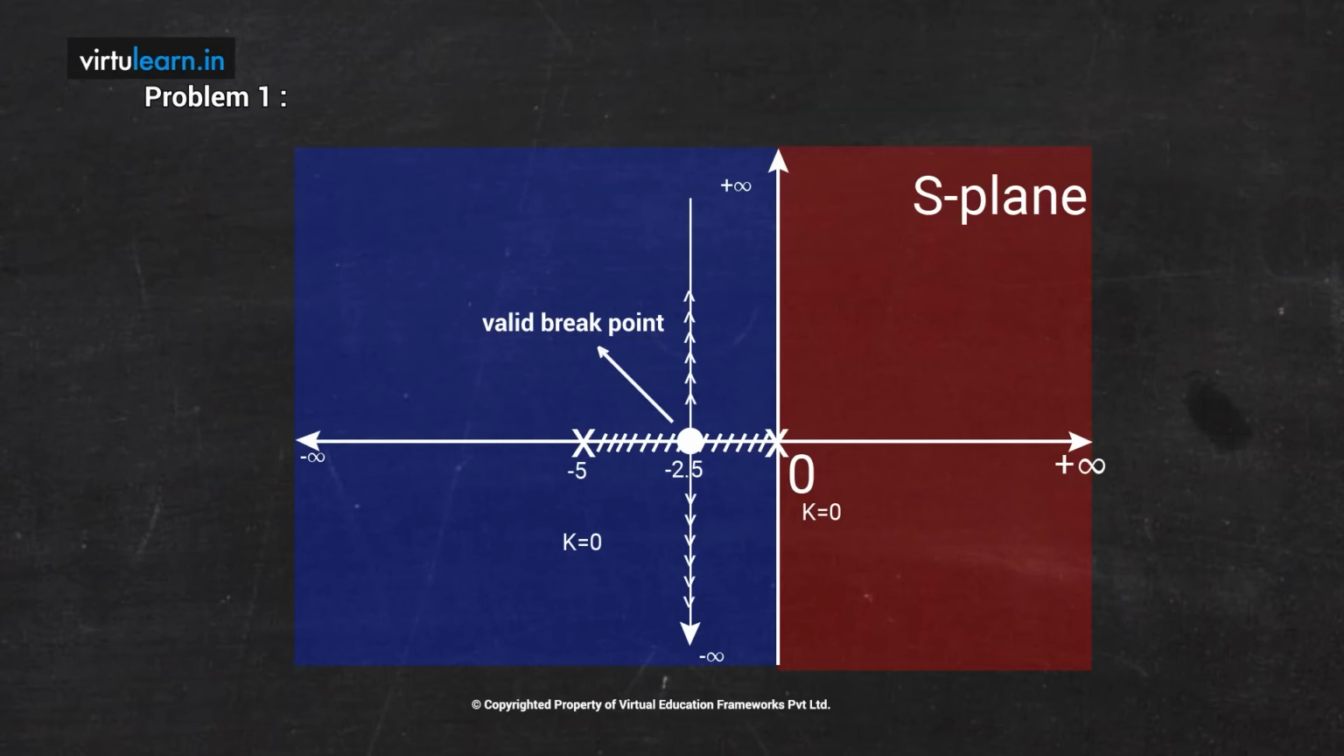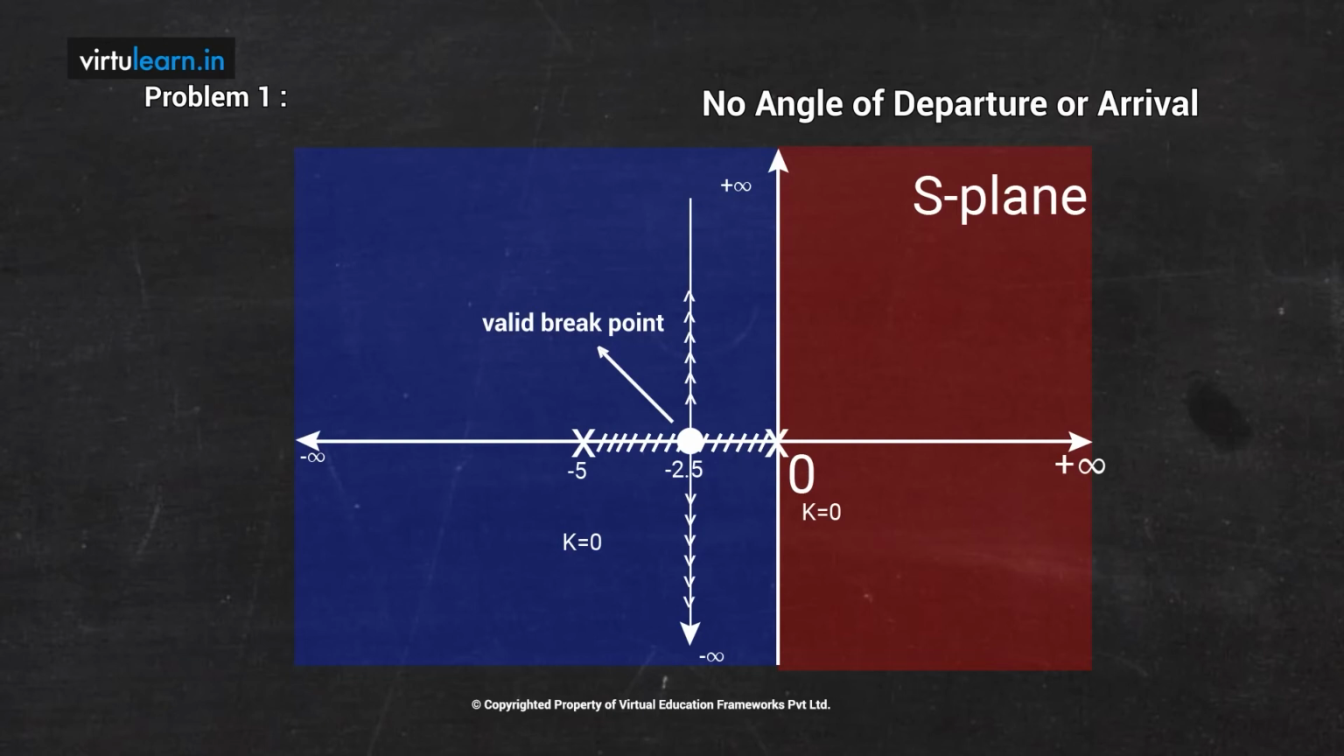Similarly, the next step is angle of departure or arrival. In this particular problem, there are no complex zeros and no complex poles. Simply we can write no angle of departure, no angle of arrival. Now we have all the information that is available to sketch the root locus. In step 7, you are going to sketch it.